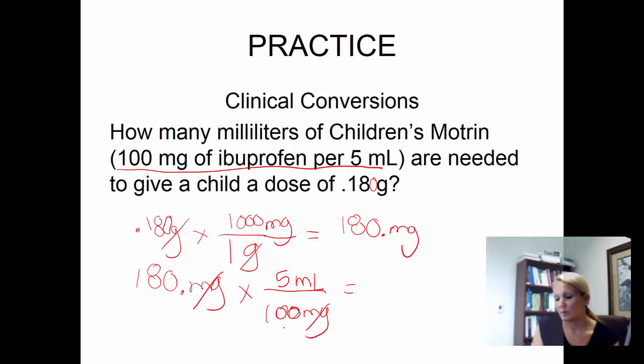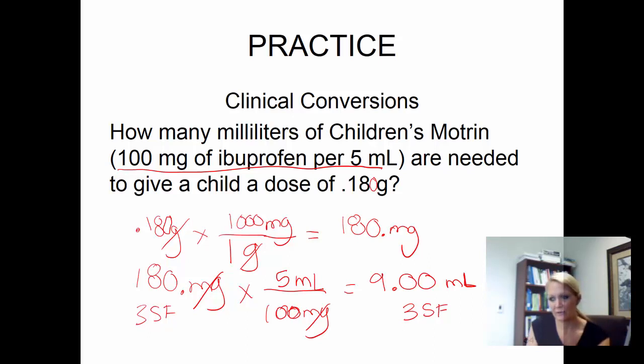If you divide by 100 times 5, it looks like we're going to get 9.00 milliliters. It comes out to be 9. We need 3 sig figs because we got 3 here. Which makes sense. Remember to think your common sense: I know I need more than 5 mils and not quite double, so not quite 10, and it makes sense that it would come out to be 9.